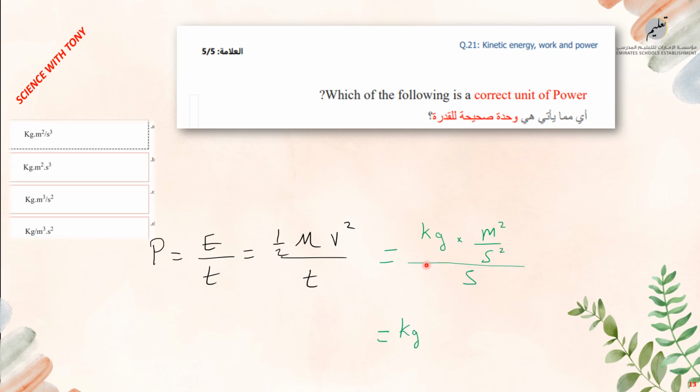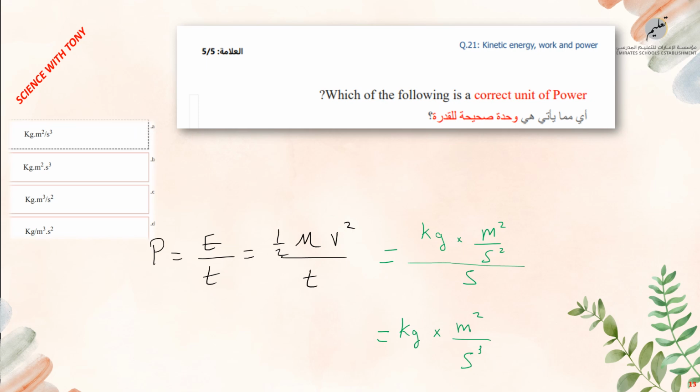So let's convert this to units. Mass is expressed in kilograms, and velocity is meters per second, and we put a square because of the square here, over the time, which is in seconds. So we end up with this equation, kilogram meter squared over second cubed, which is equivalent to the first option.